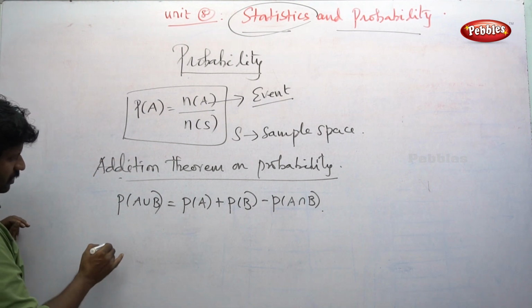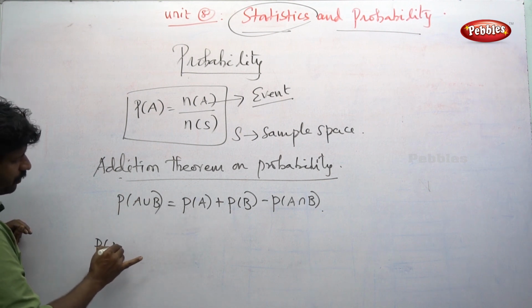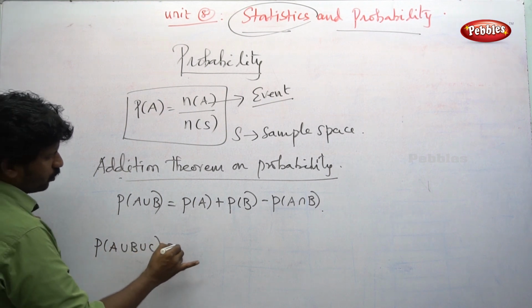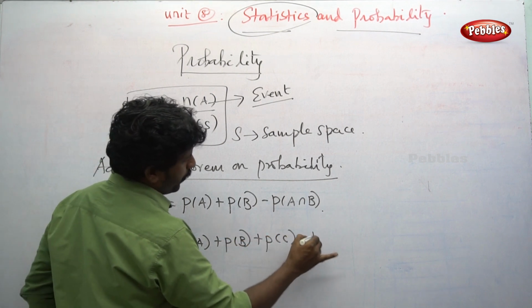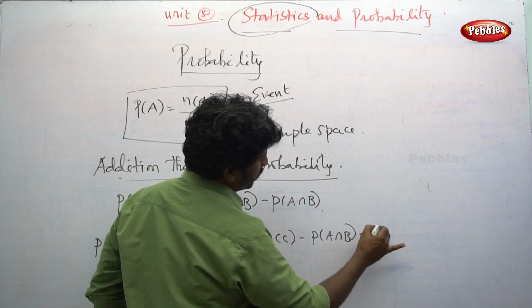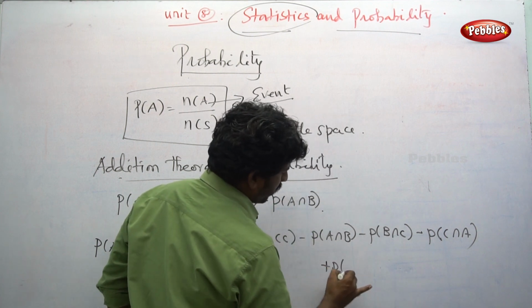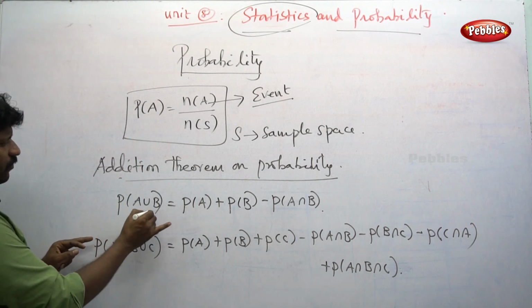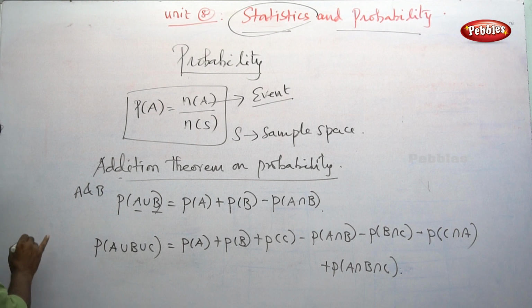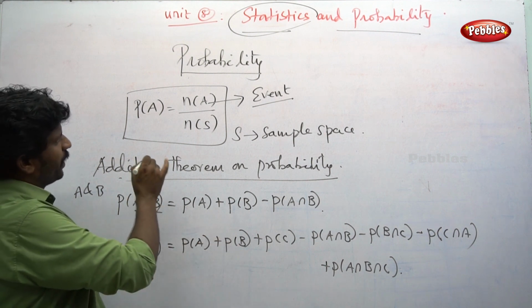There is another formula too. Here 2 sets are taken, but see what happens when we take 3 sets. P of A union B union C is equal to P of A plus P of B plus P of C minus P of A intersection B minus P of B intersection C minus P of C intersection A plus P of A intersection B intersection C. If we take 2 sets, we use the formula for A and B; if we take 3 sets, A, B and C, we use this formula. So this is the main formula.